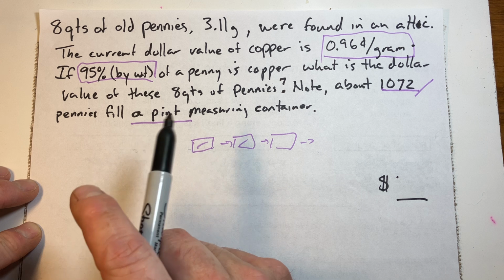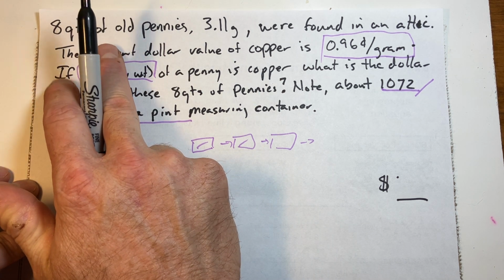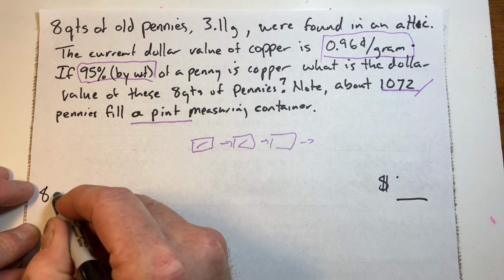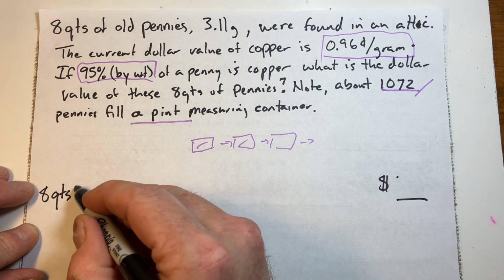So what's our starting point? Well, you would agree, I hope, that if you want to know how much money you have in the attic, you've got to figure out how many total pennies you have. So we're going to put 8 quarts over here. We're going to squeeze it in because it's going to be a lot of conversions that we have to use.